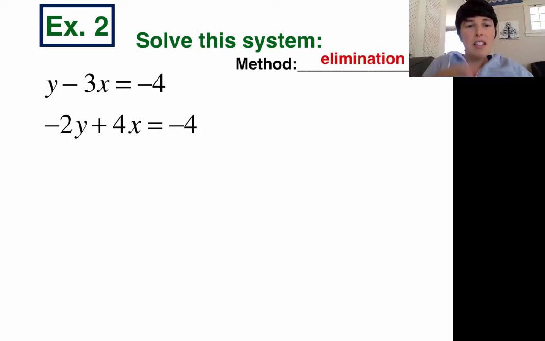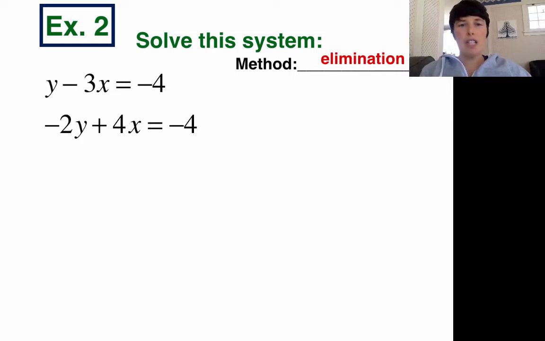It looks like everything's lined up perfectly. Again, the y's and the x's and the numbers. Only situation here is if you look at them, nothing is matching up. Like the y's, it's y and negative 2y. That doesn't match up. And 3x and 4x don't match up. So nothing actually eliminates. So we got to fix it.